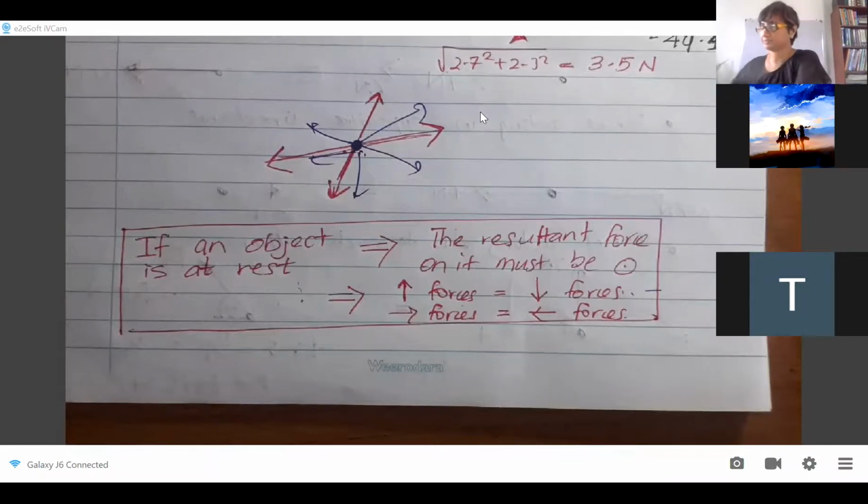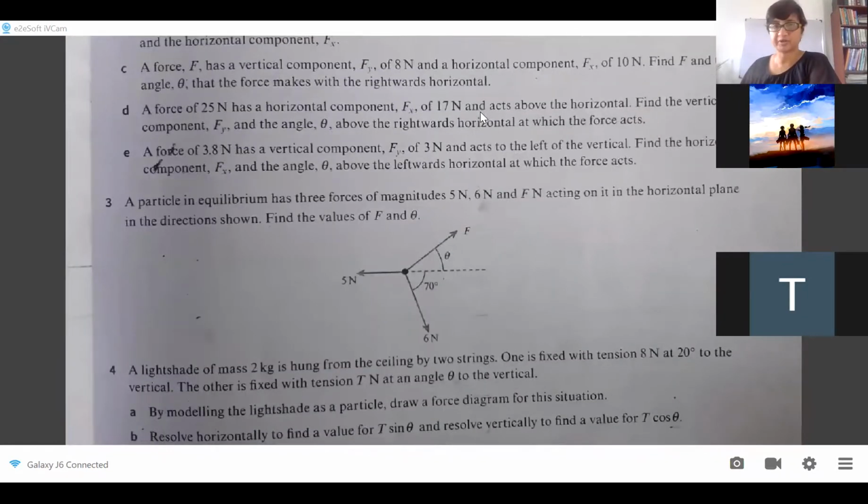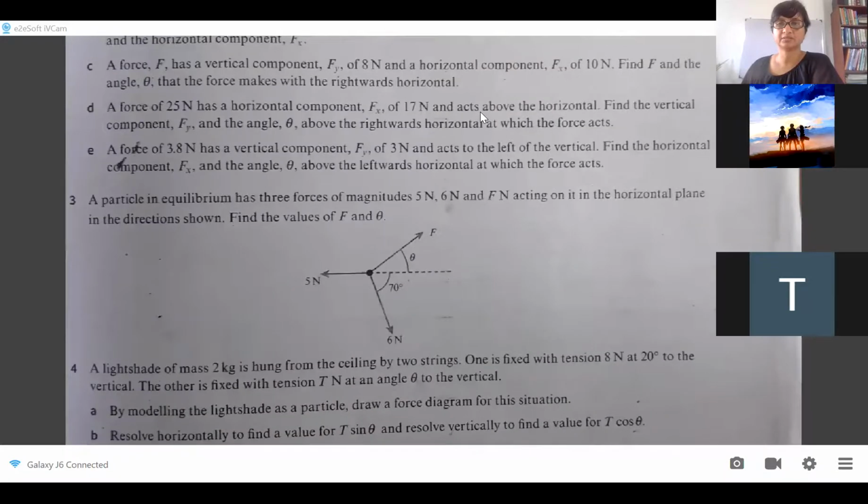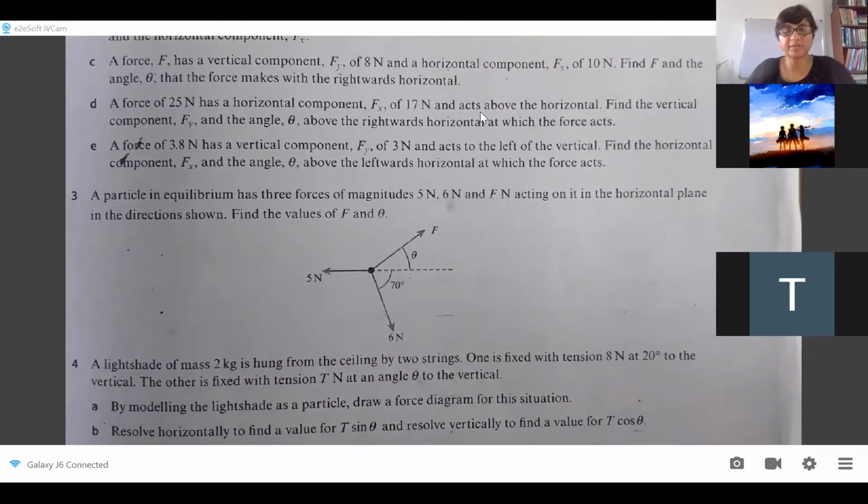Okay, can you do this question? This number 3, this one. So I will keep it here. You read the question, copy the diagram, and let's work on that. I will show you how to tackle this question. It says a particle in equilibrium has 3 forces, 5, 6, and F, acting on it in the horizontal plane. Find the values of F and theta.